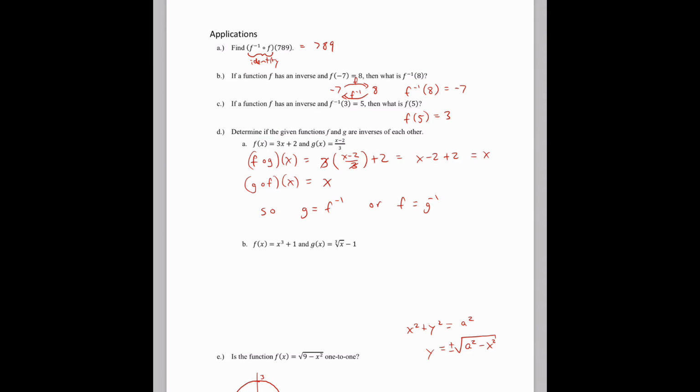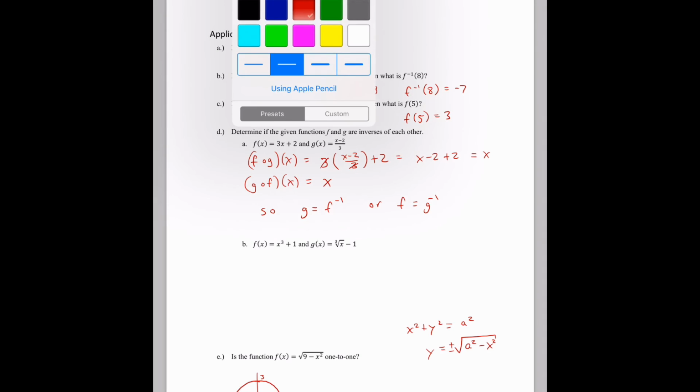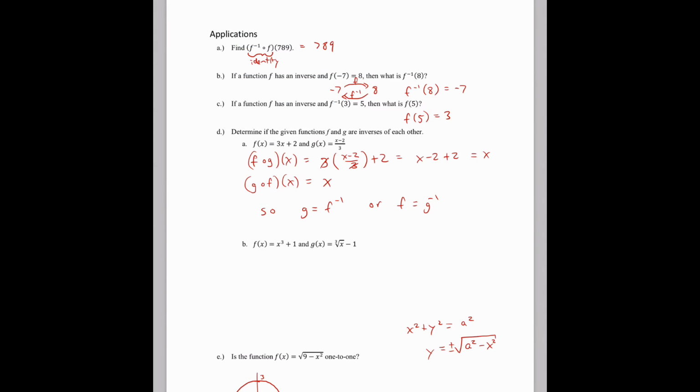But this is a semicircle, and it completely fails the horizontal line test, right? If I draw a horizontal line here, I'm hitting it in two places. So this fails the horizontal line test. All right, and so it is not 1-to-1. Okay, fails the horizontal line test, not 1-to-1.